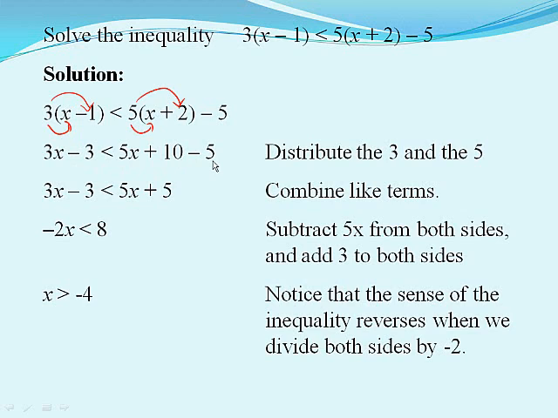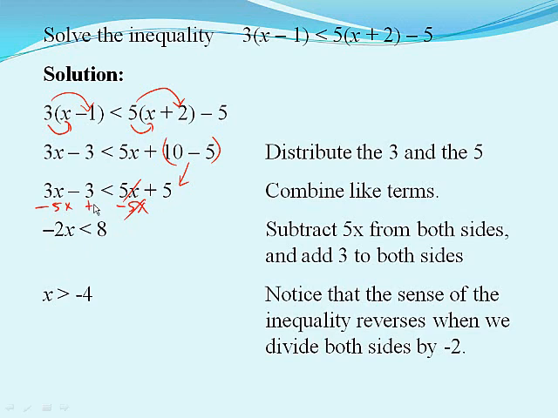So then we combine like terms. 10 - 5 will become 5. 3x - 3 is less than 5x + 5. If we subtract 5x from both sides, the 5x cancels. So this left side will be negative 2x.